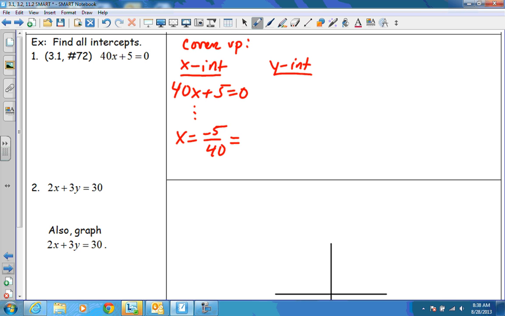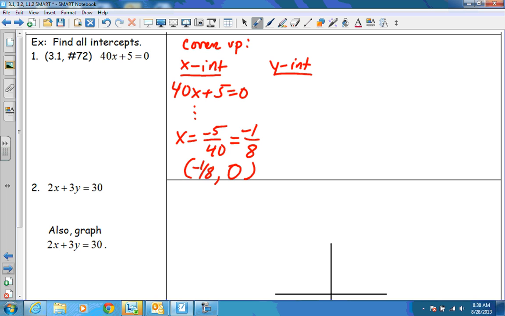So let's see, we can reduce that to -1/8. So what's your x-intercept? Write it as a point for me. -1/8, 0. Write that as a point. Star that, whatever you need to do to say, Mr. Rose likes you to write the intercepts as points to get full credit.